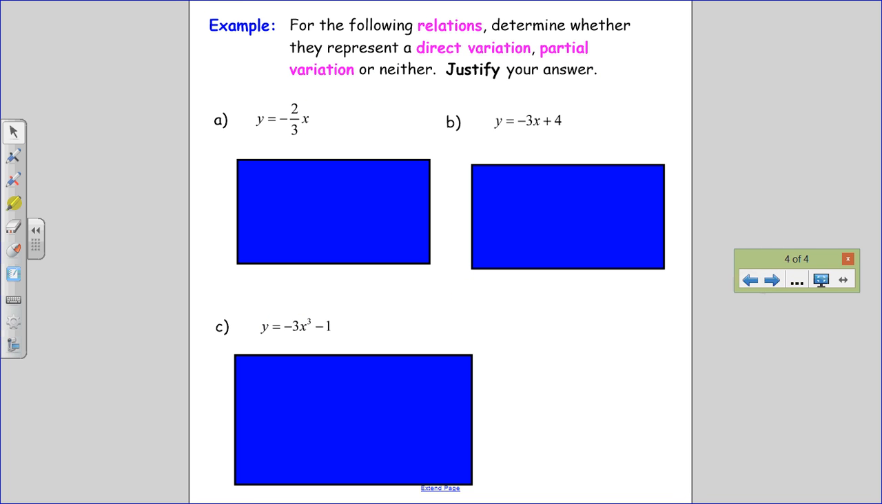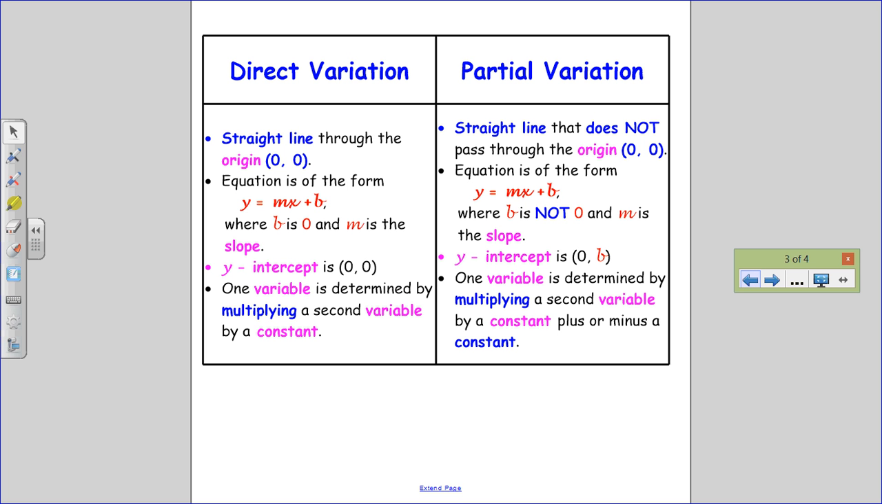So to recap, direct variations are straight lines through the origin, (0, 0). Partial are straight lines that do not pass through the origin. Both have a form, the equation of both graphs has the form y equals mx plus b. However, b is 0 for a direct variation and not 0 for a partial. And in either graph or either equation, m represents the slope.